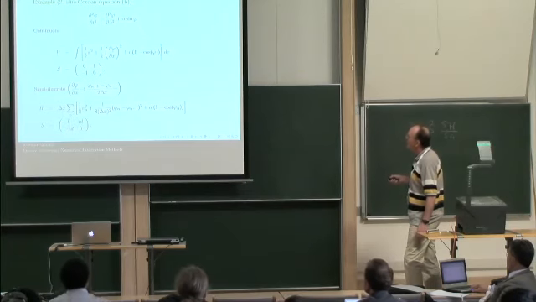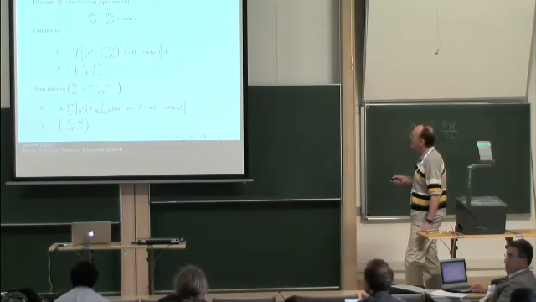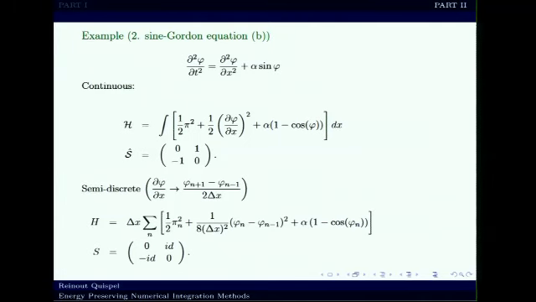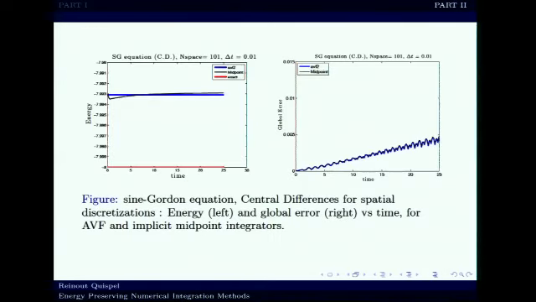So this should be phi n plus 1 minus phi n minus 1, so there's a little misprint here. We can do this one with symmetric differences, and it gives very similar results.